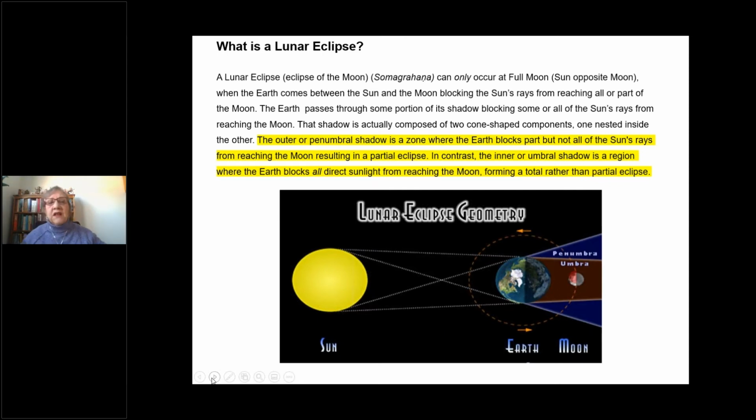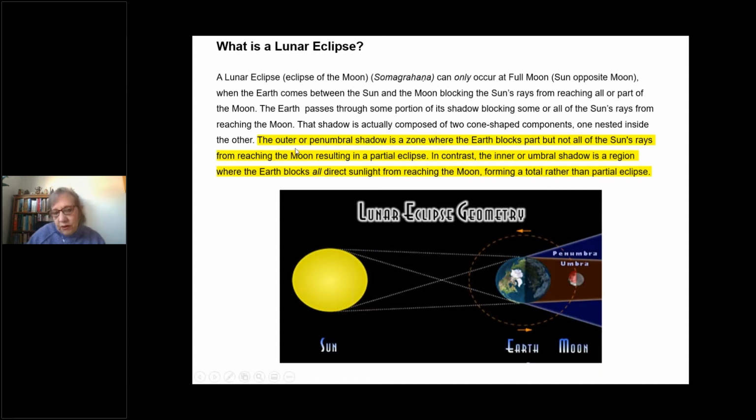So a lunar eclipse is an eclipse of the moon, obviously, and it can only occur at the full moon, when the sun is opposite to the moon and the earth comes between the sun and the moon, blocking the sun's rays from reaching all or part of the moon. These are things we all learn in grammar school, but frankly, a lot of us forget it. The earth passes through some portion of the shadow, blocking some or all of the sun's rays from reaching the moon.